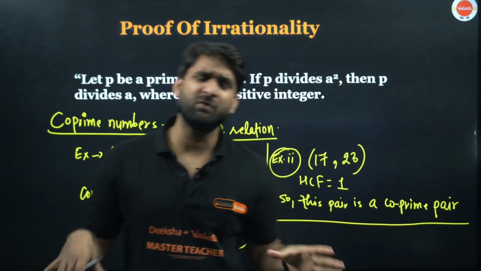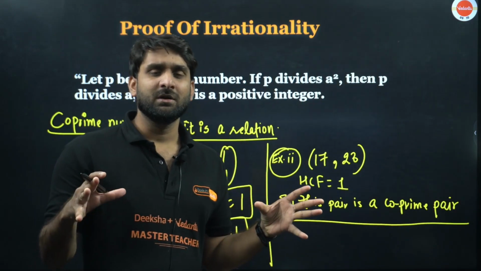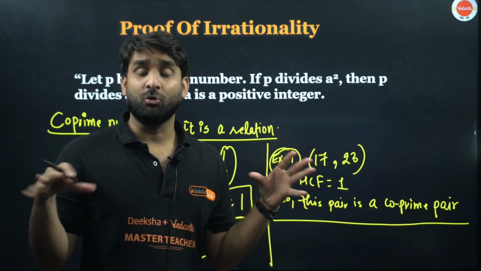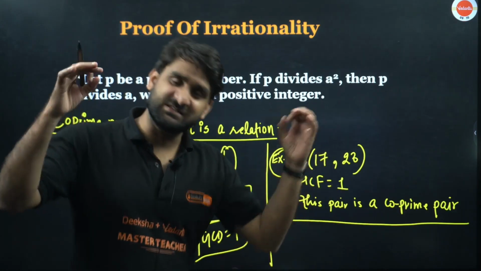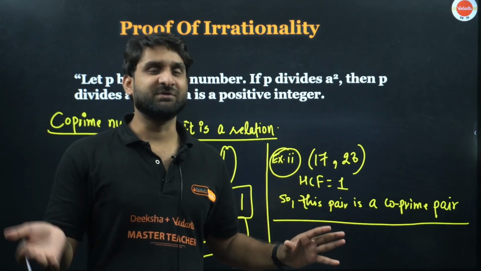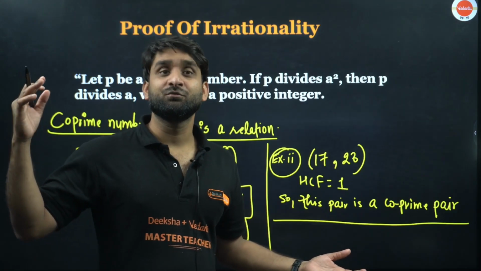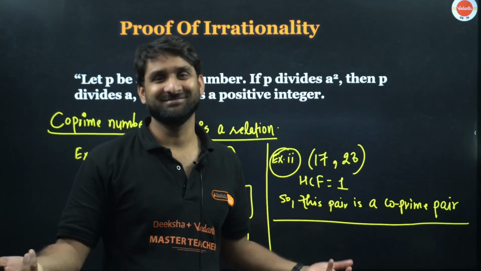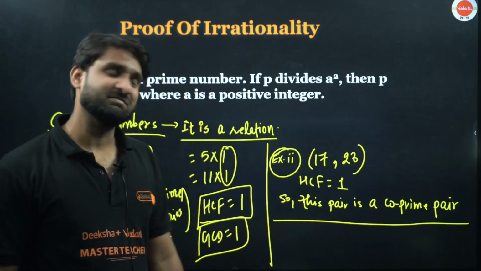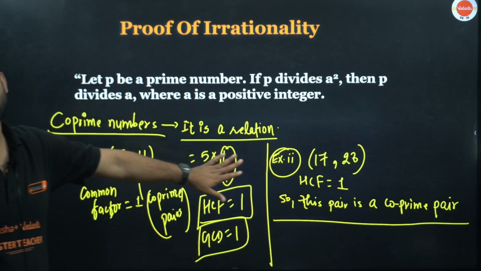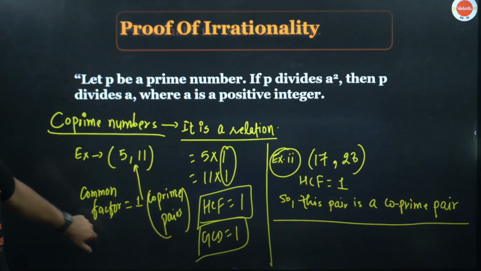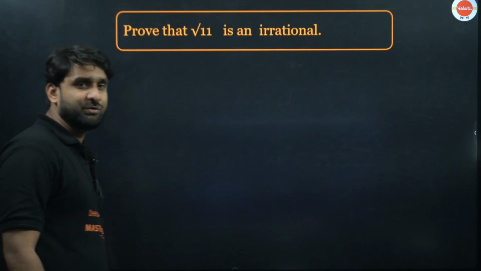You can keep one simple line in your mind: co-prime numbers are those numbers whose HCF is 1. 5 and 7, 11 and 23, 31 and 3, these are also co-prime pairs. So many pairs are there. I hope you guys have understood. This is very important.